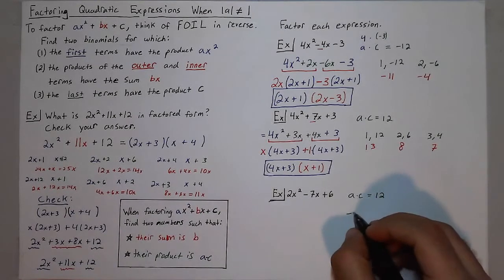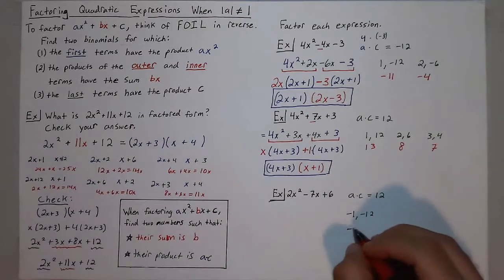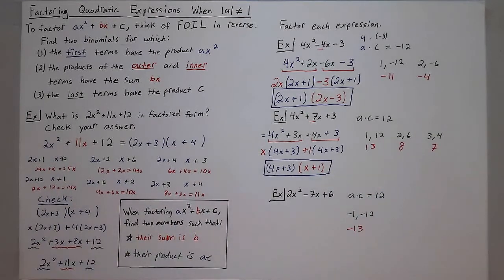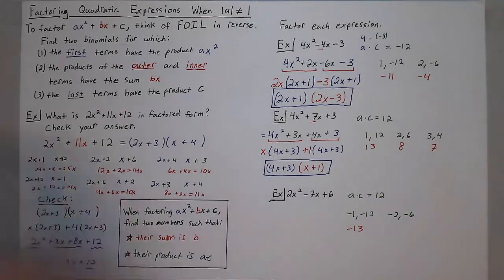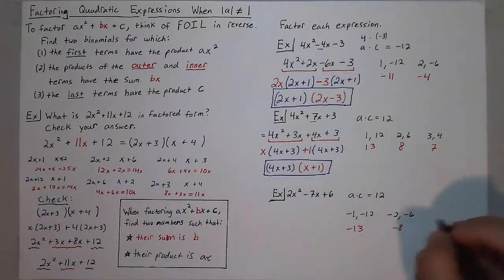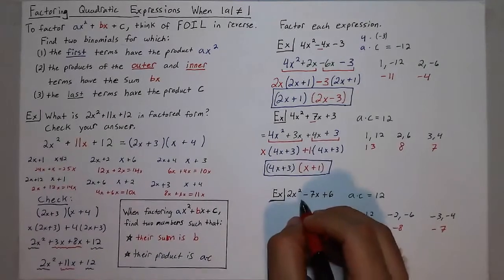So if I use negative 1 and negative 12, that adds together to give me negative 13. If I use negative 2 and negative 6, they add together to give me negative 8. So these aren't working so far, but lastly I have negative 3 and negative 4, which add together to give me negative 7. So that is the proper number I'm looking for. I want them to add to negative 7.